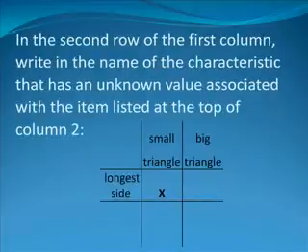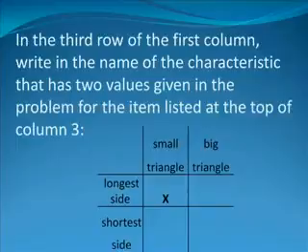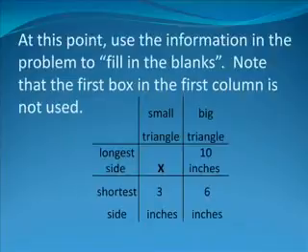In the second row of the first column, write in the name of the characteristic that has an unknown value associated with the item listed at the top of column 2. This leads to the following. In the third row of the first column, write in the name of the characteristic that has two values given in the problem for the item listed at the top of column 3. This leads to the following.